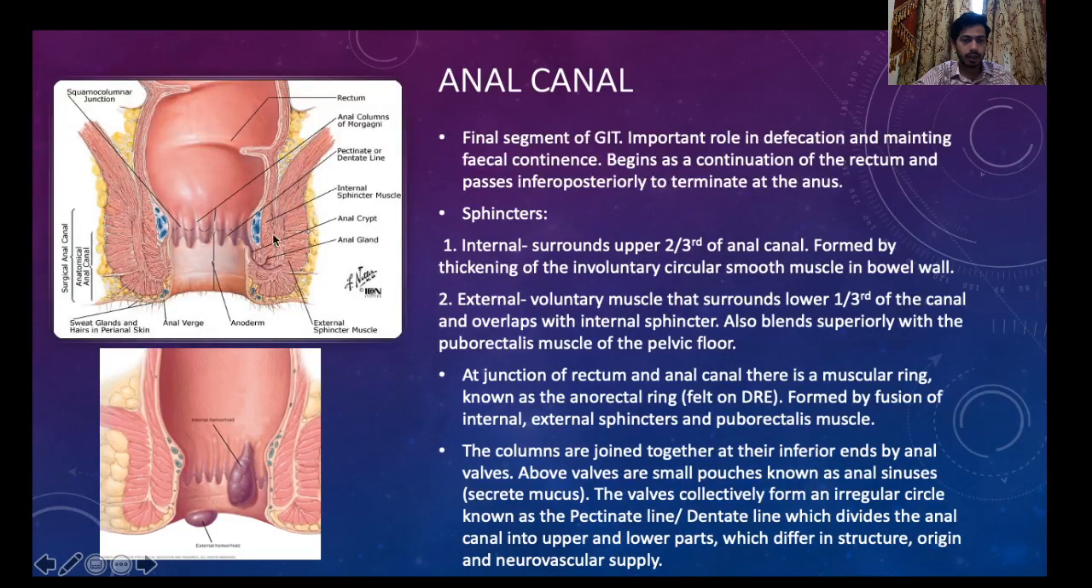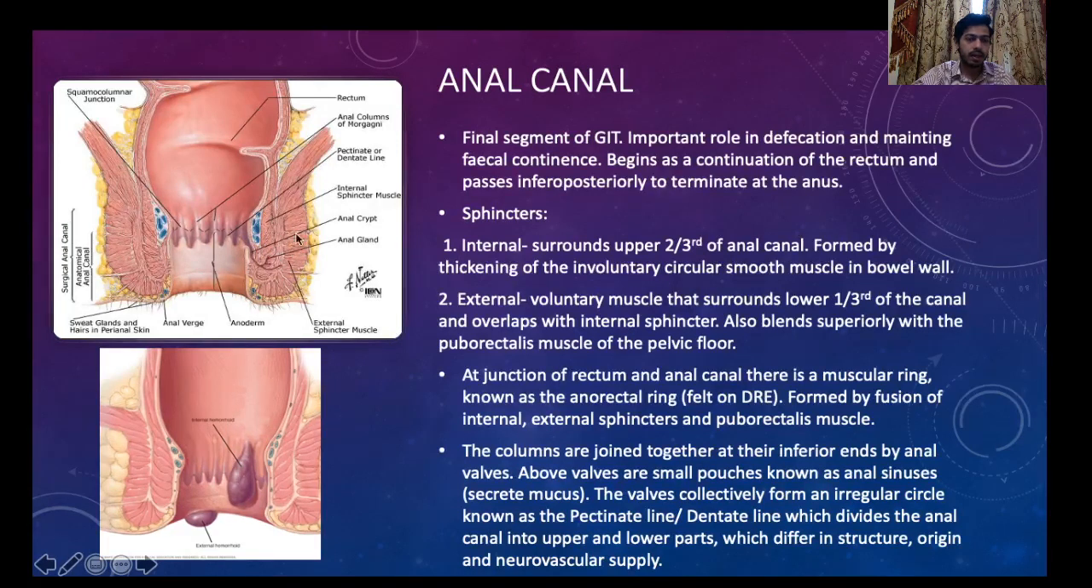So it has two sphincters. It has an internal sphincter, which is right here. Internal because it's innermost, and then external because it's outermost. The internal actually surrounds the upper two-thirds of the anal canal, and it's formed by the thickening of the involuntary circular smooth muscles in the bowel wall. And the external is a voluntary muscle which surrounds the lower third.